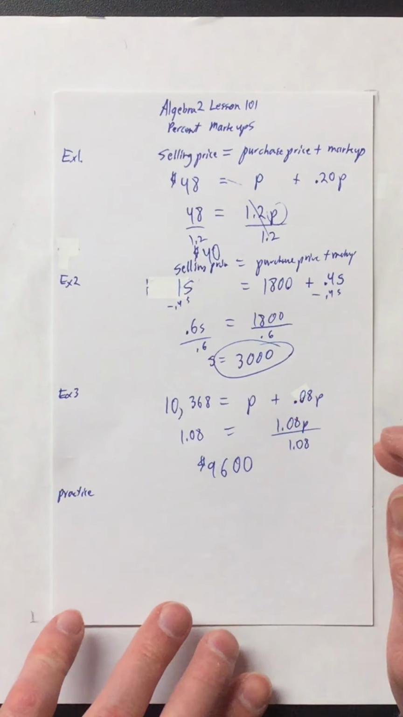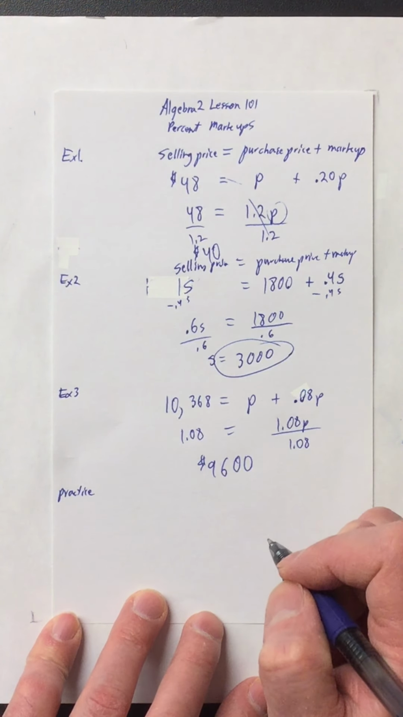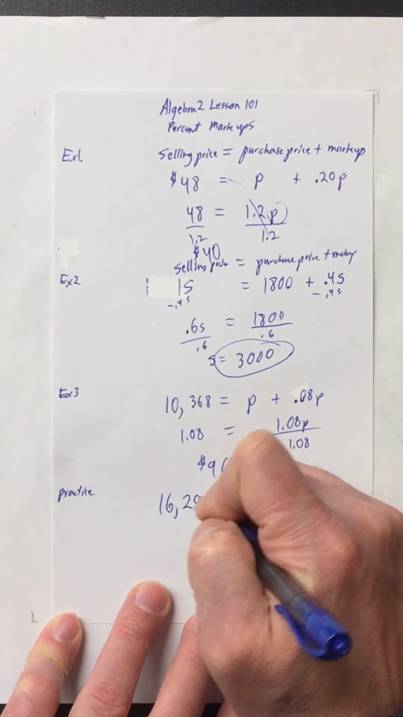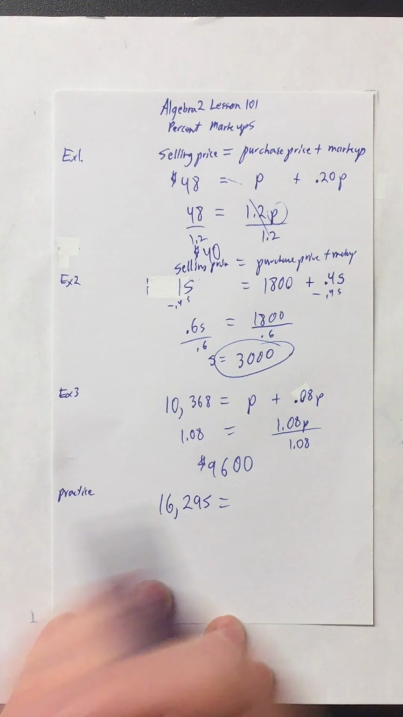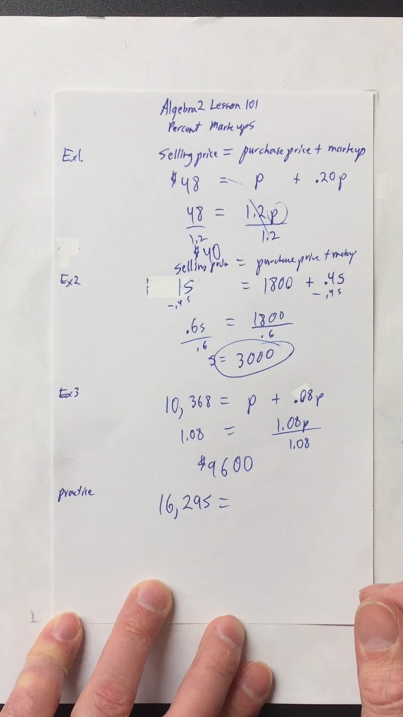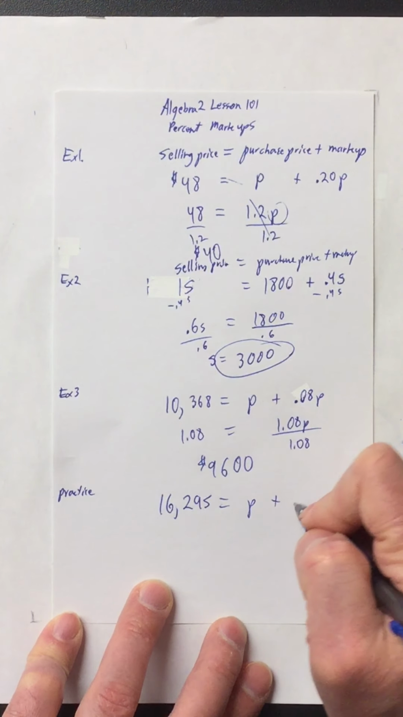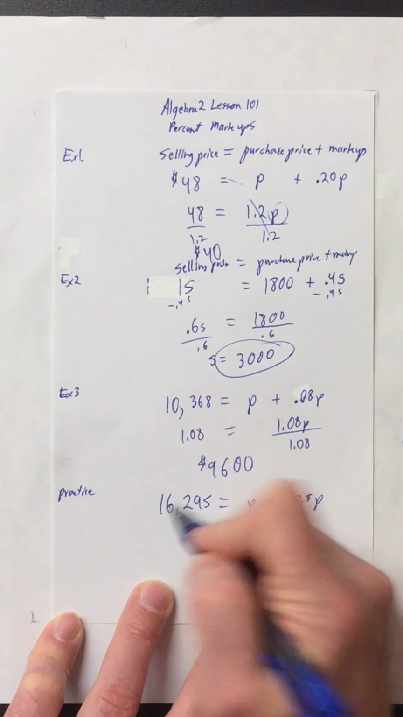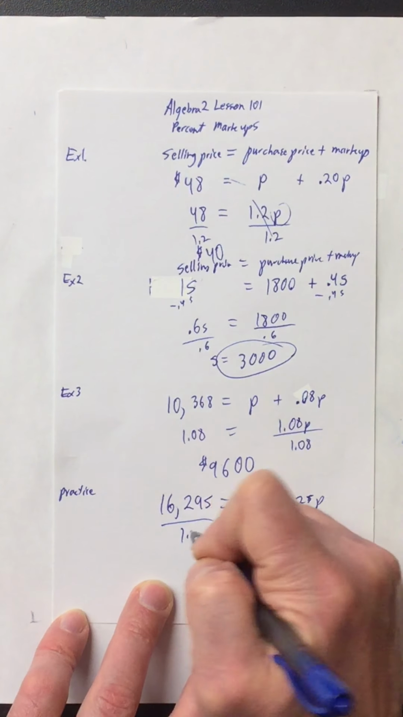Okay, go ahead and do the practice problem and see if you get that set up correctly. I'm going to do that now. We have a sedan that retailed for $16,295. What did they purchase the car for if it had been marked up 25% of the purchase price? Okay, we're going to go with P, purchase price, plus 0.25 of the purchase price, and then we get to our total retail. So that's 1.25 times P, and we divide by that.